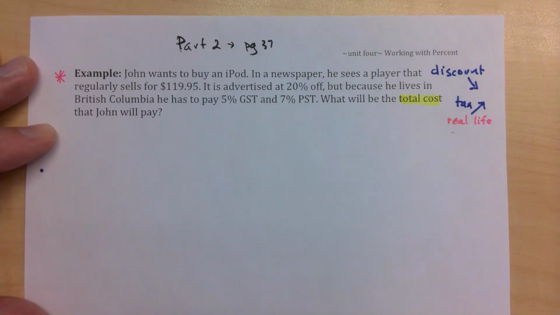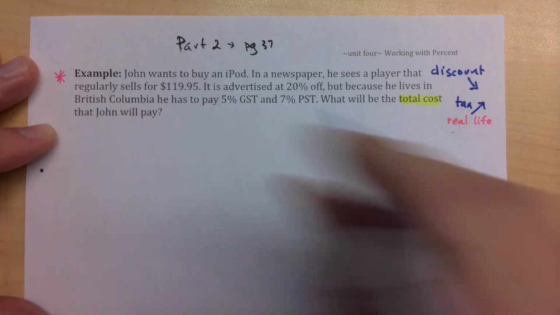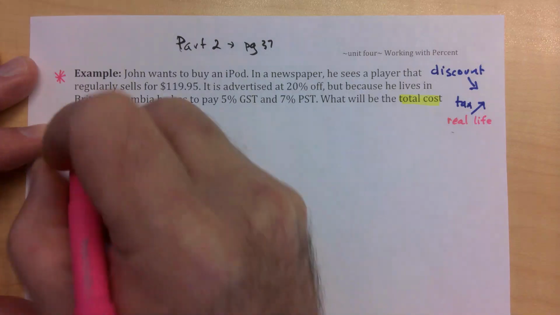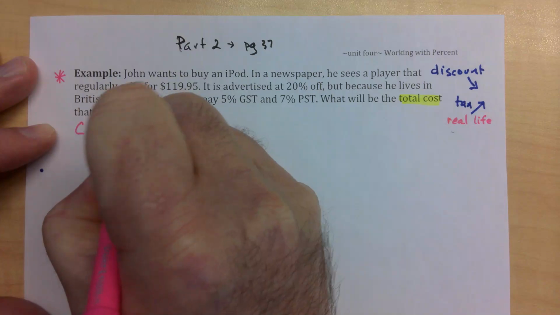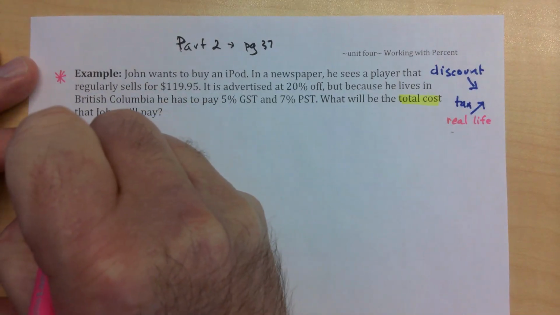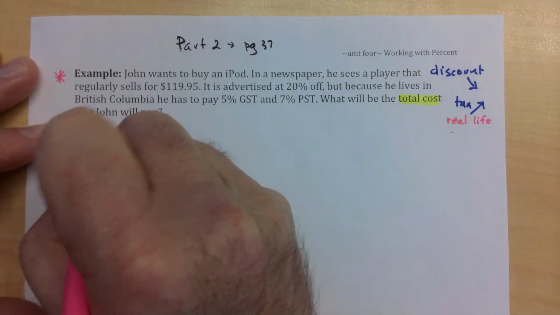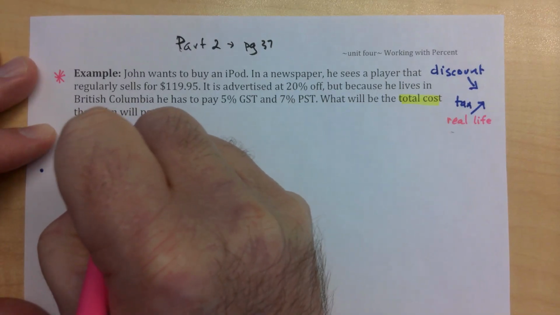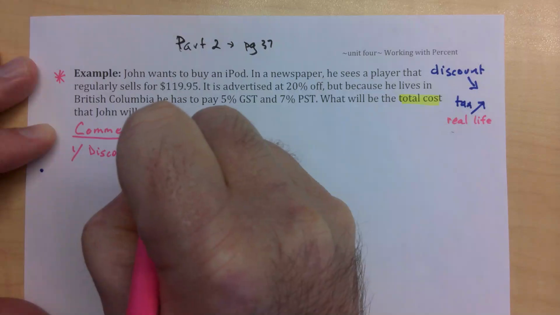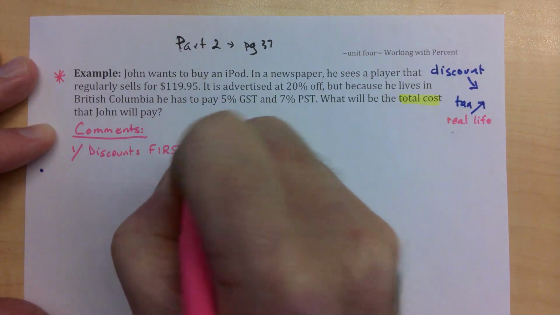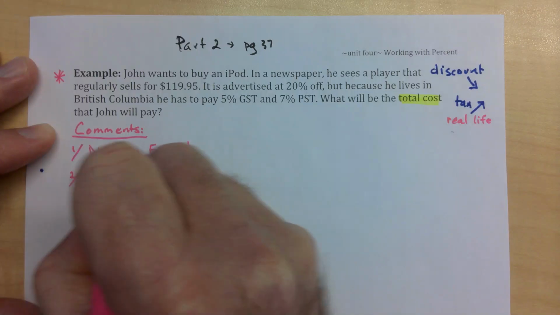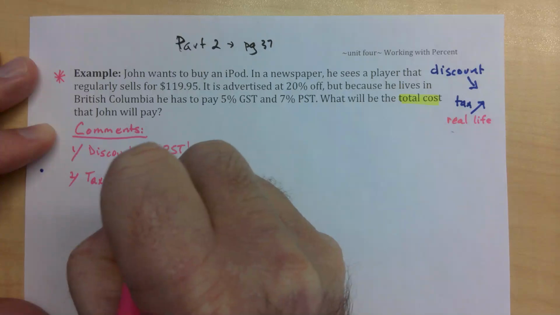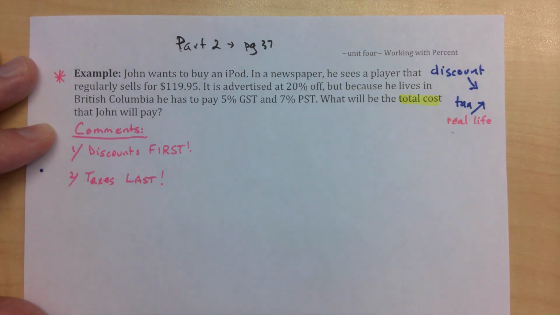So, just a couple of comments here. I'm going to write them in pink. So, comments. Number one, discounts are always done first. Discounts first, okay? You do those calculations first. Taxes are always last. All right, so we're going to go with the discount. Let's see what that looks like.